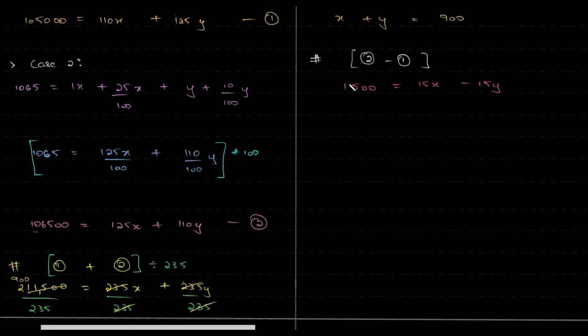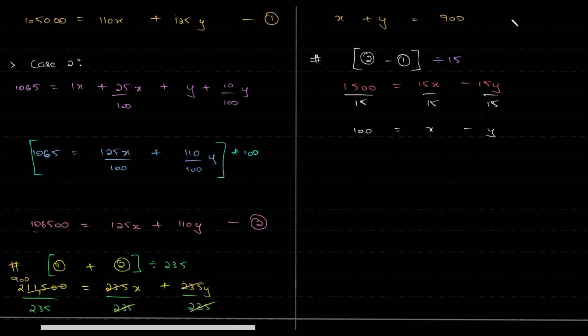And now we'll divide this entire thing with 15. Again, you can do this maths, not an issue. Your teachers will not say anything. You don't have to show all the steps. This is good enough, this is the step that they mean. We're not skipping anything, just concising it. So 100 is equal to x minus y.